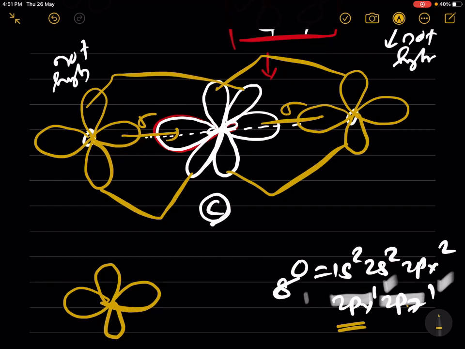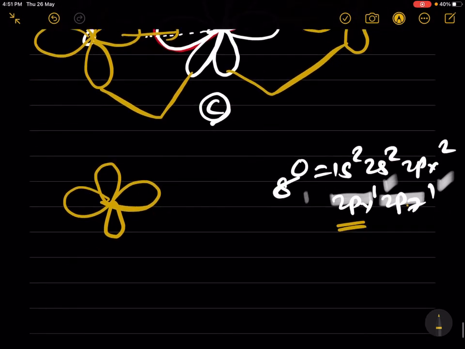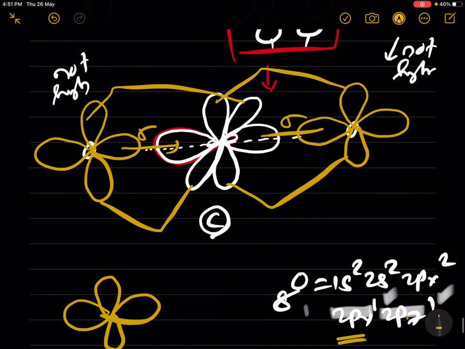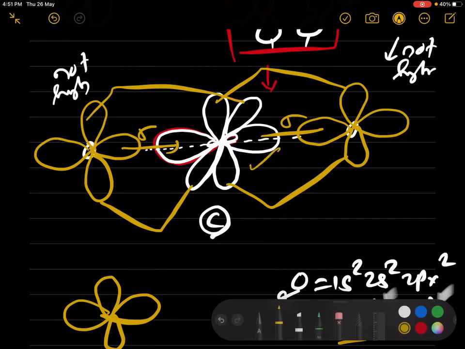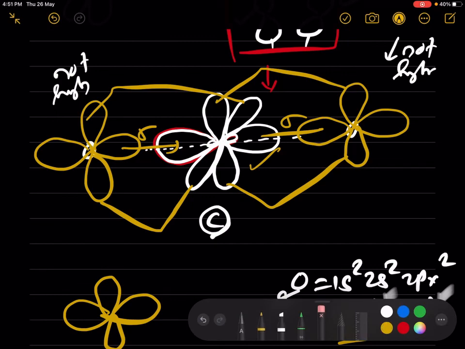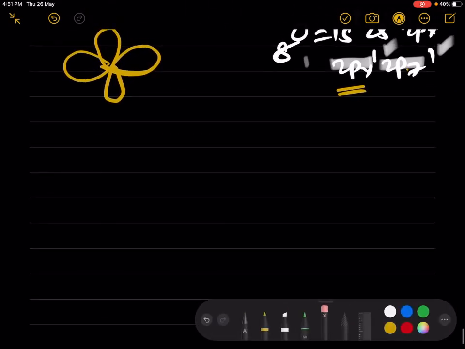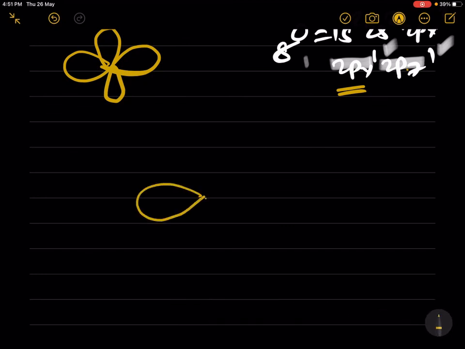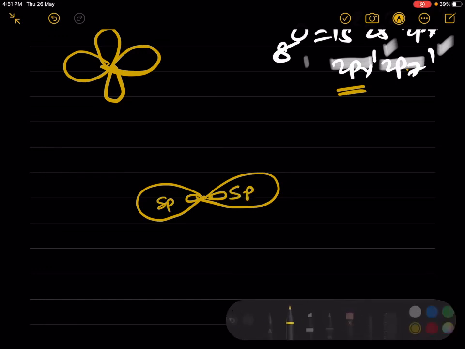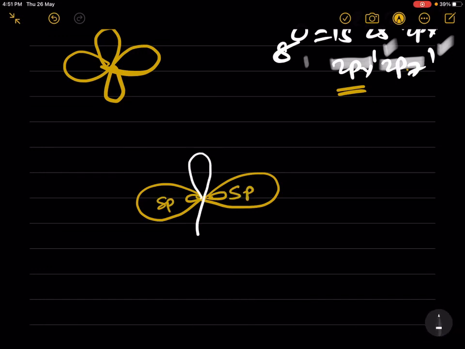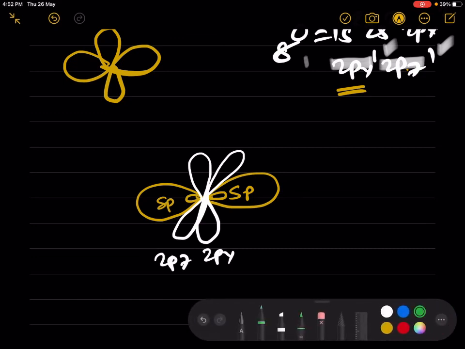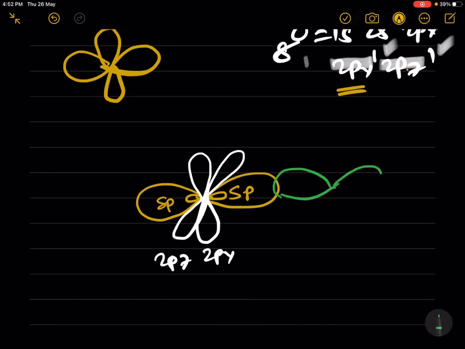Let me draw the structure again. You see, this is the carbon one. Carbon has two sp hybrid orbitals. Then it has 2py and 2pz. This is 2py, this is 2pz. Oxygen has 2py as well as 2pz.